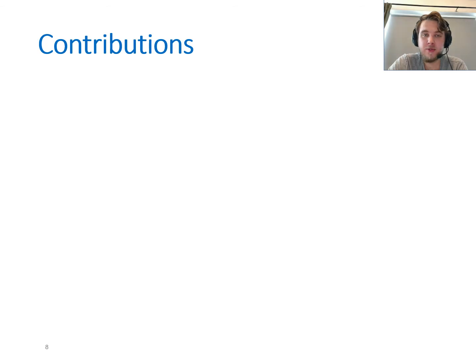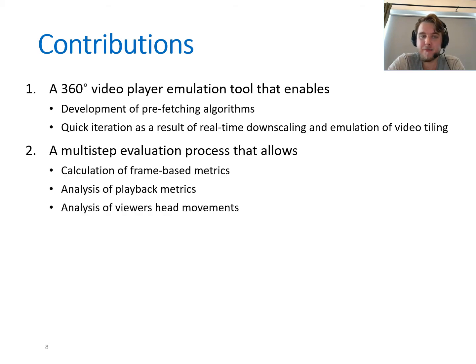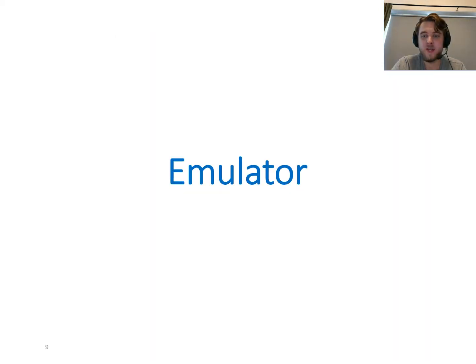The main contributions of this paper are a 360 video player emulation tool that enables development of prefetching algorithms and quick iteration as a result of real-time downscaling and emulation of video tiling, and a multi-step evaluation process that allows for calculation of frame-based metrics, analysis of playback metrics, and an analysis of viewers' head movements. Moving on to the emulator.